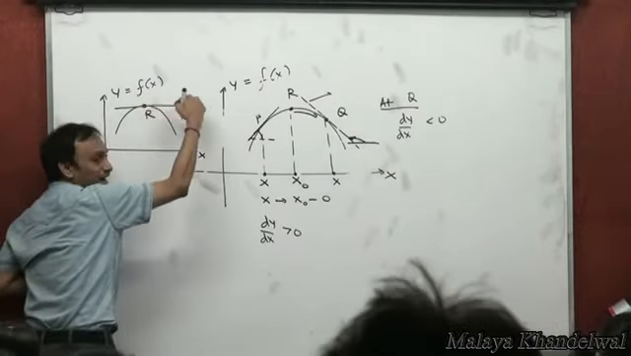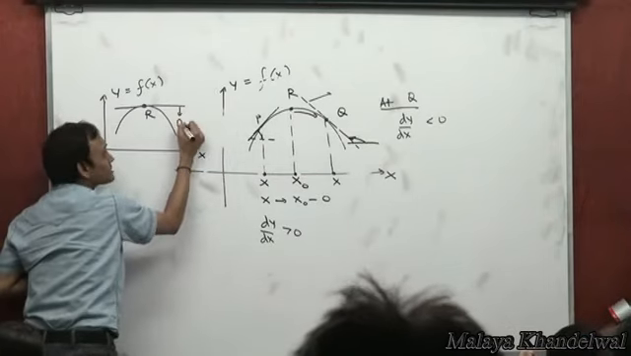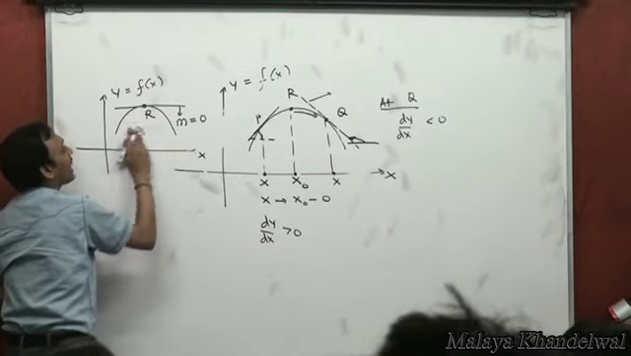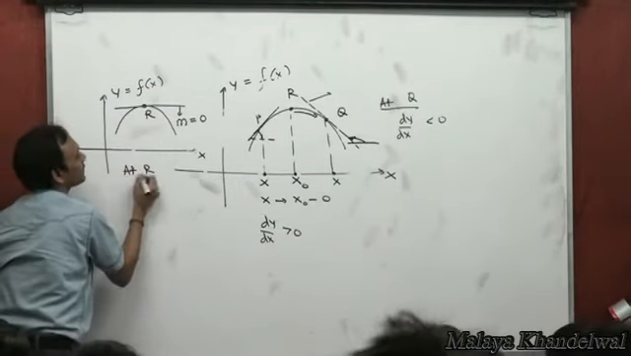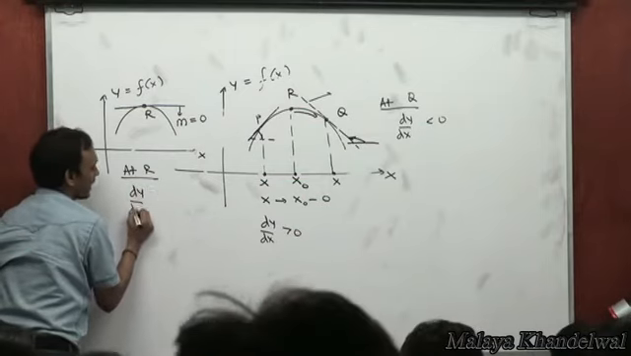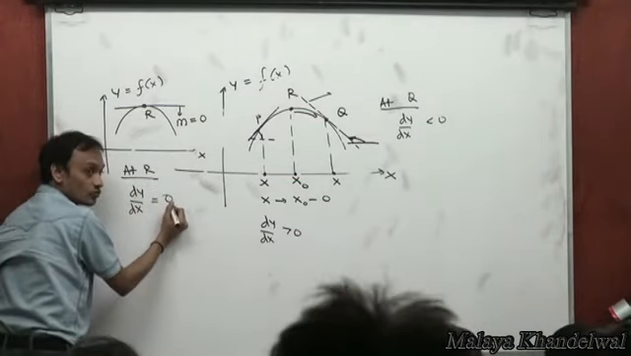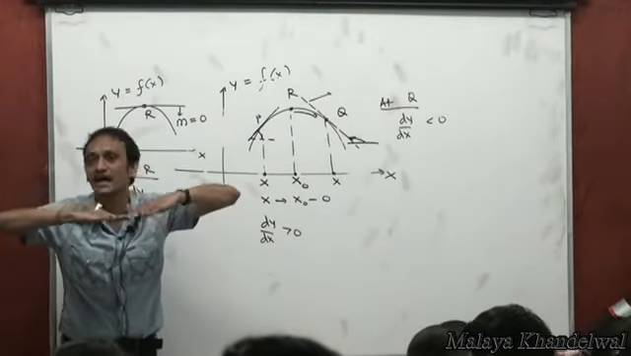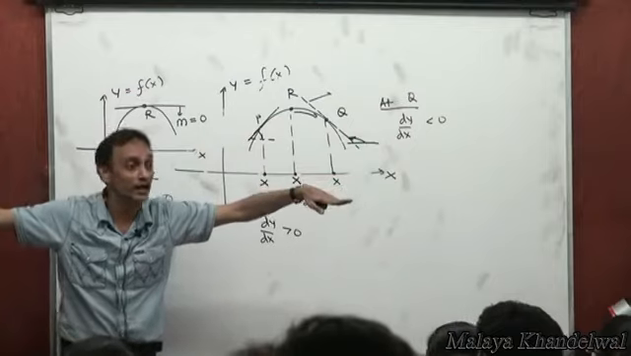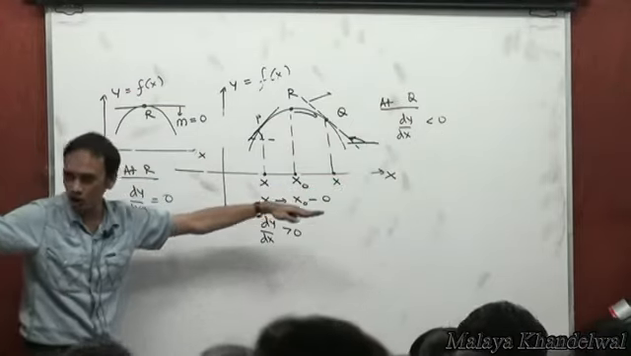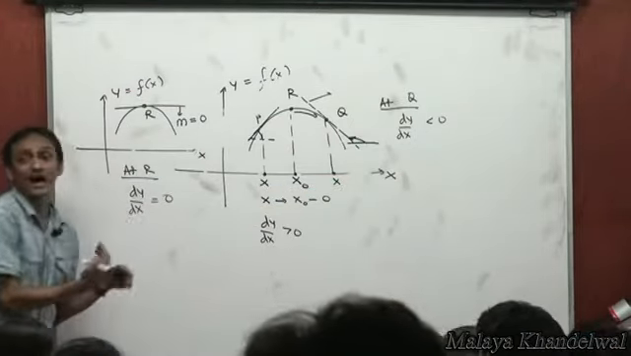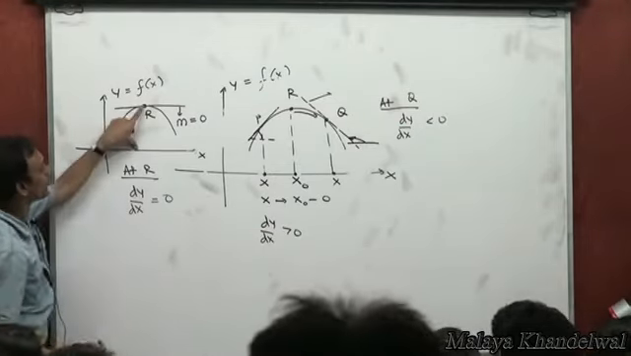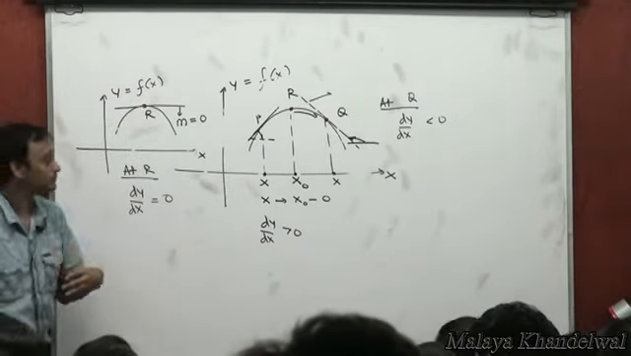the tangent is parallel to the x-axis. The slope of this tangent is 0. dy/dx at r is 0. That means the tangent is flat, parallel to the x-axis. Slope of the tangent is 0, and therefore dy/dx at x equal to r will be 0.